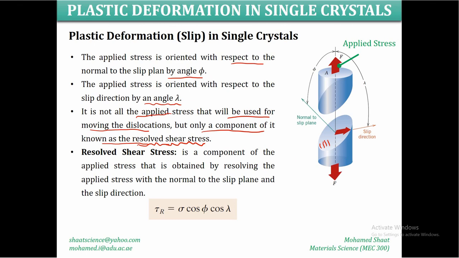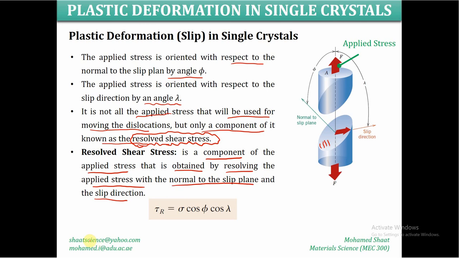But how about the other component? It is going to do other things. But the dislocation is going to move with a component, a part of the applied stress. This part is known as the resolved shear stress, or the decomposed shear stress. Like one component of the shear stress. So what is the resolved shear stress? It is a part of the applied stress that is obtained by resolving the applied stress with the normal to the slip plane and the slip direction.